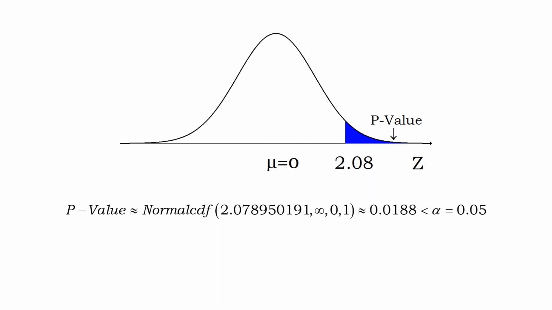Again, not using the rounded version 2.08 for the z-score that I used on the graph. Upper limit is infinity, mean of 0, standard deviation of 1. Those are inherent features of the standard normal distribution z. So our p-value turns out to be 0.0188, which is in fact less than the alpha of 0.05 that we are using here. So we're going to reject the null hypothesis and support the alternative.